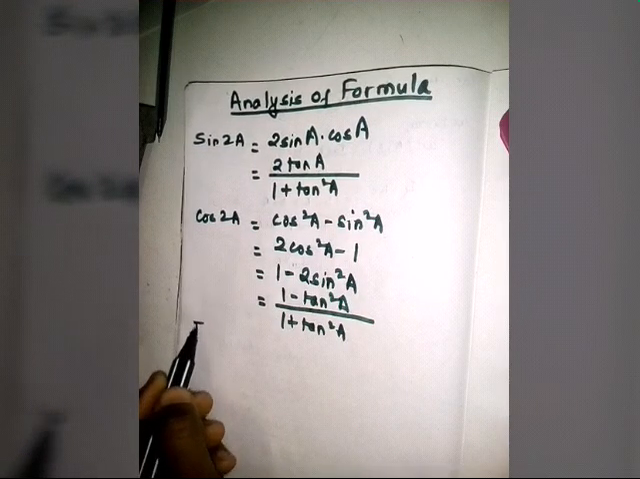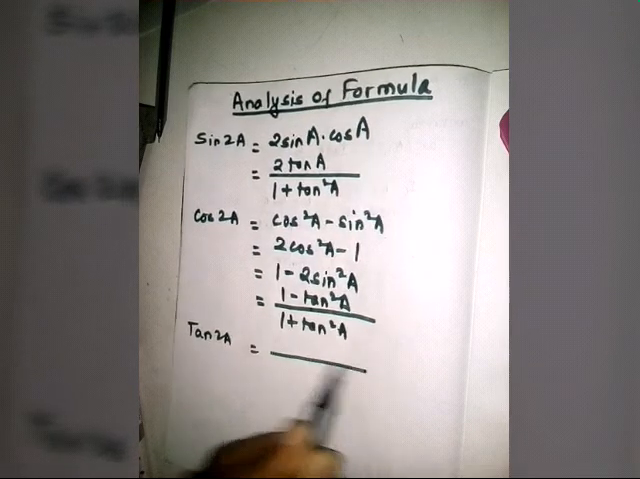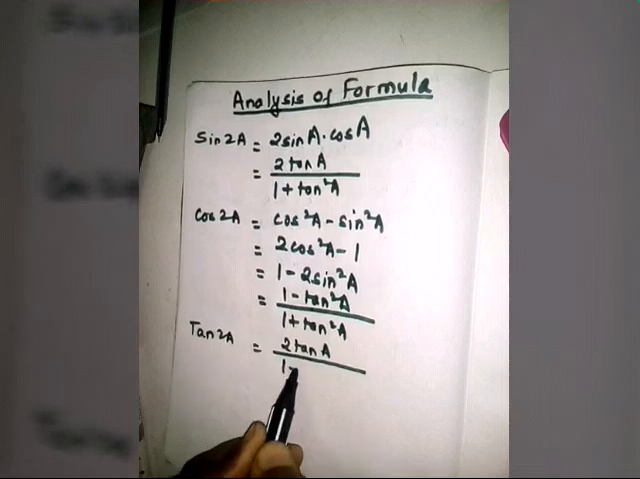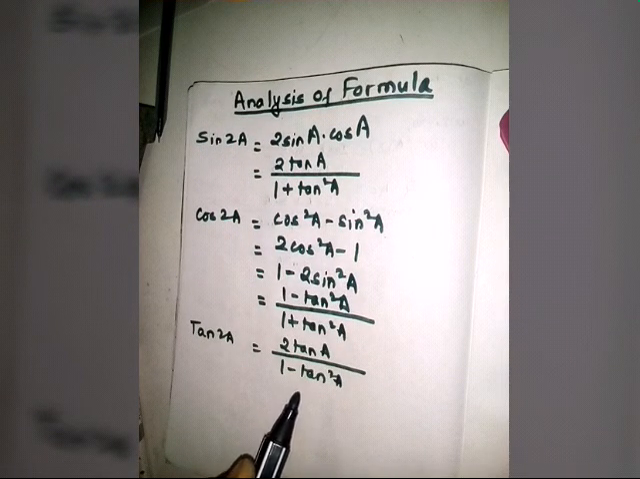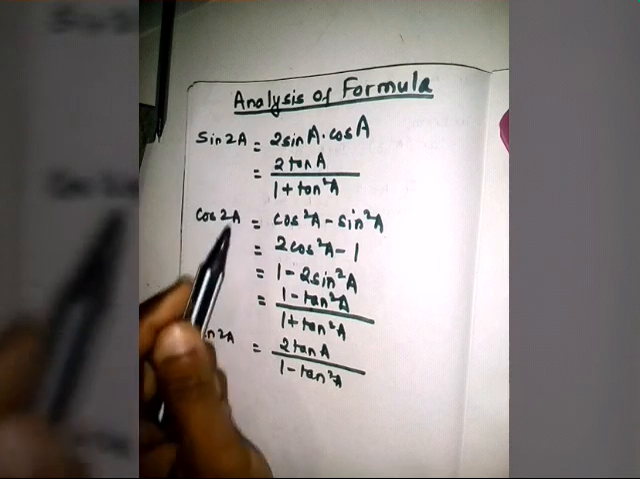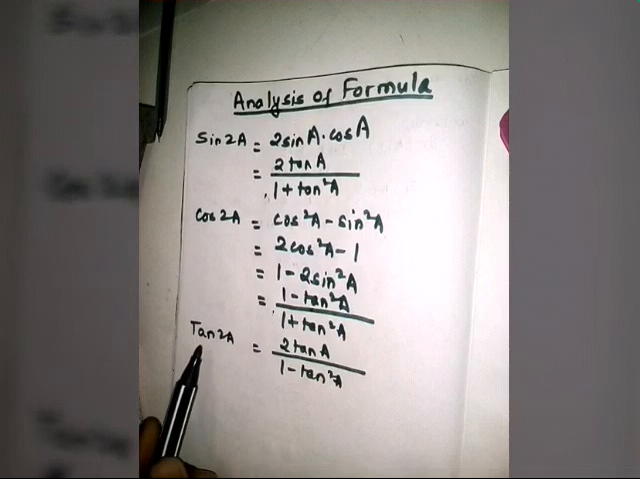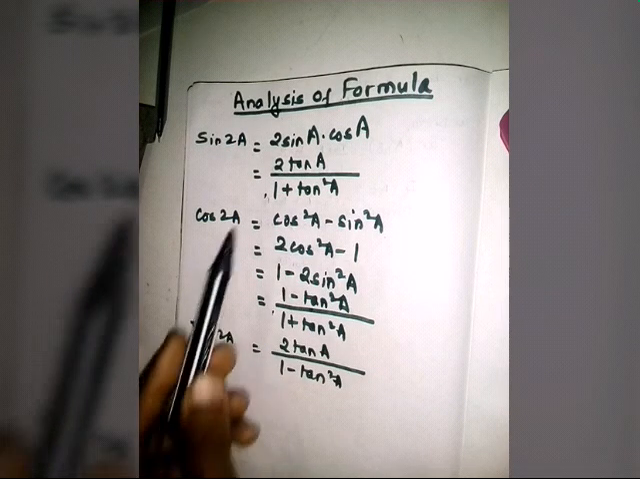Now let me finally write the formula of tan 2A. We know that the formula is 2 tan A divided by 1 minus tan square A. Now let me compare the formula of sin 2A in terms of tan, similarly cos 2A in terms of tan, and the tan 2A formula in terms of tan. So let's see the denominator.